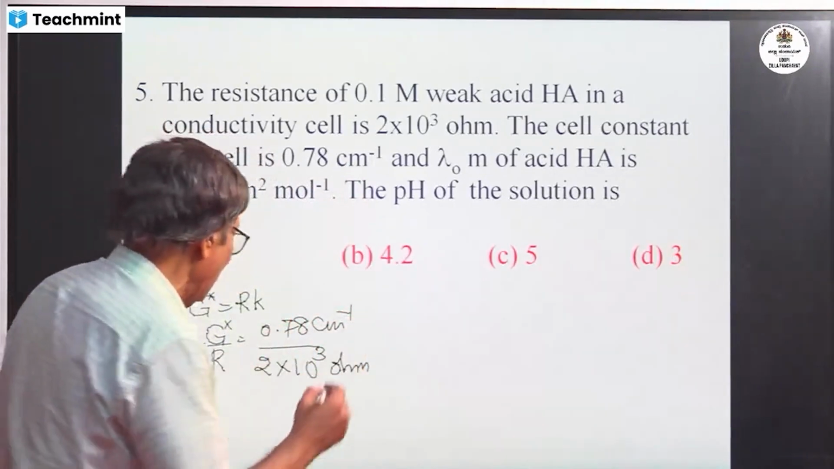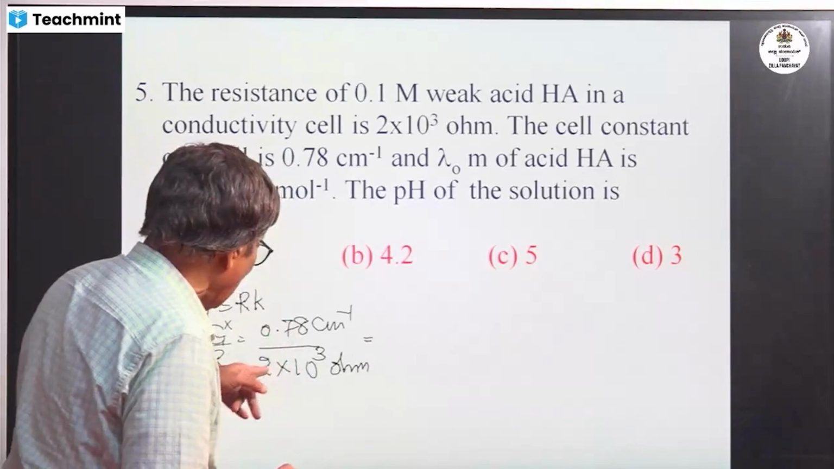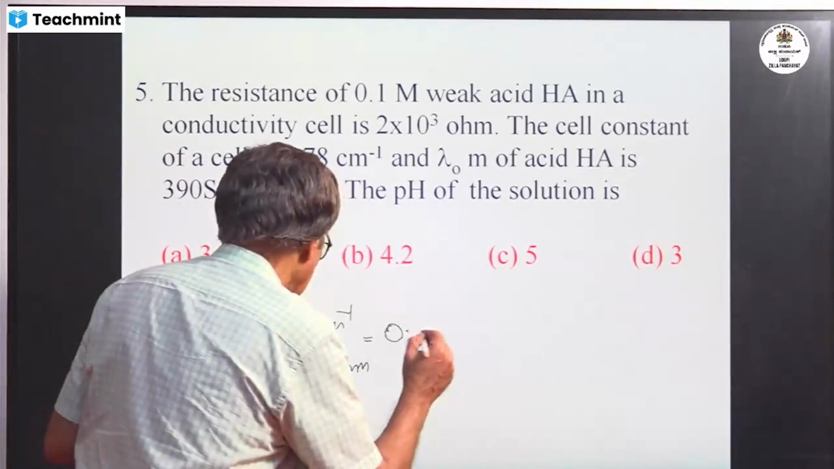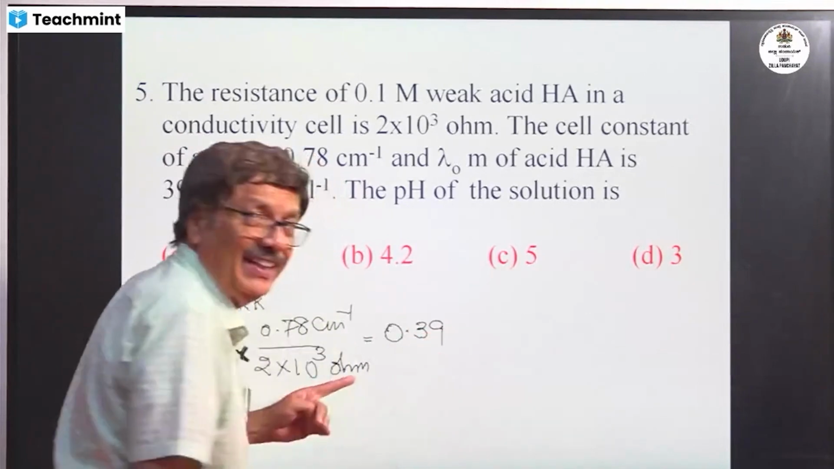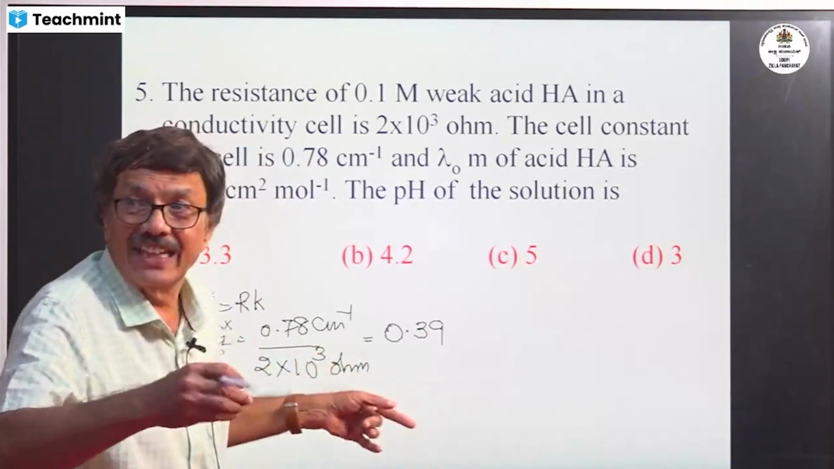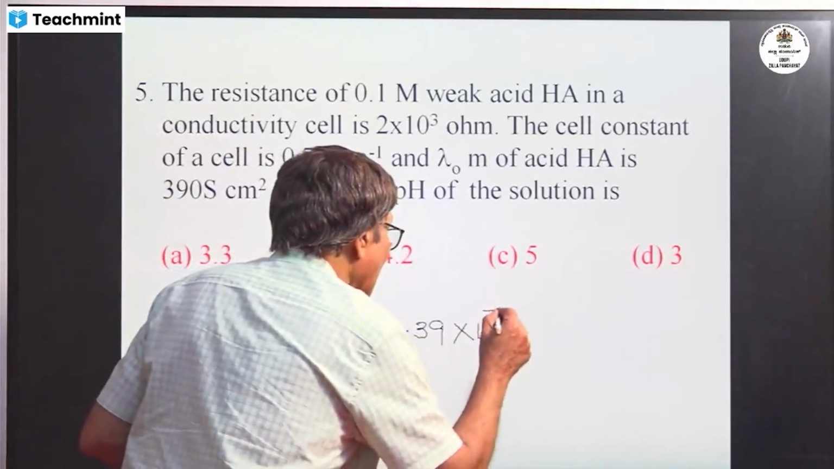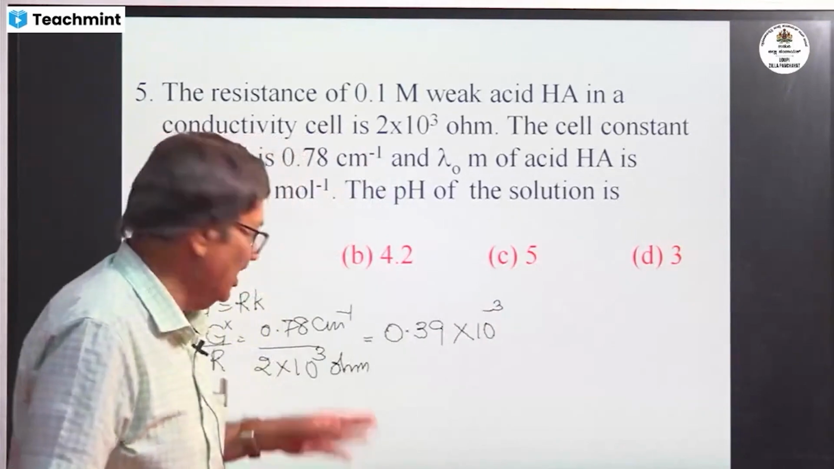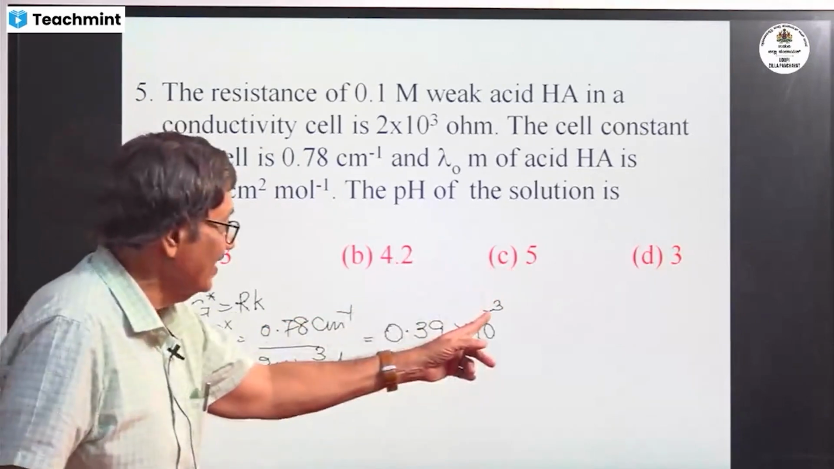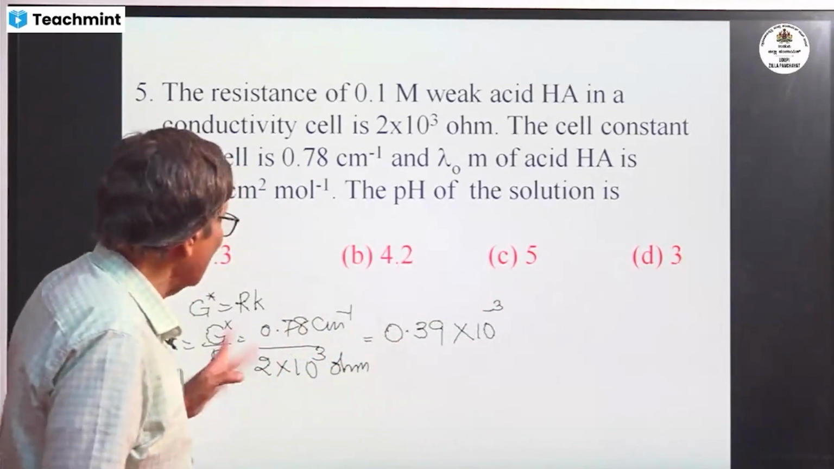I'll do it this way: 0.78 by 2, which is 0.39. Then 10 to the power 3 stays as it is, and when it goes to the numerator it becomes 10 to the power minus 3. So 0.78 by 2 is 0.39 into 10 to the power minus 3. This is the conductivity.